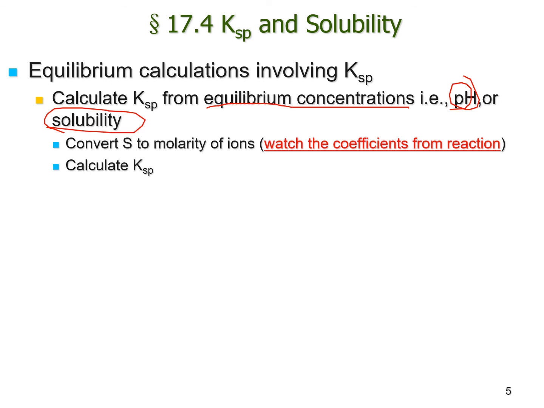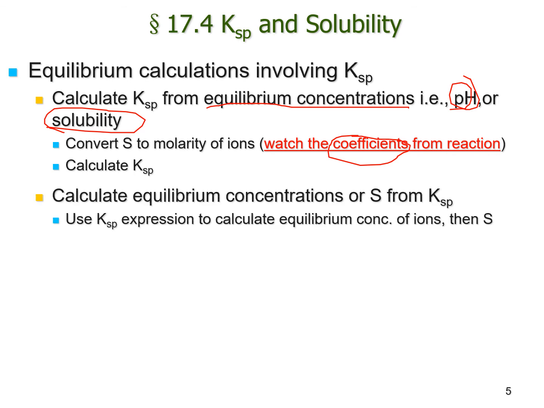The next 2 steps are the procedures that we're going to take in order to solve the problem. First, we convert the solubility into the molarity of the ions. Remember, solubility is for a compound, it's for the salt. So we need to convert the solubility of the salt into the molarity of ions. That is why we need to watch the coefficients. Once we know the equilibrium concentration of ions, the rest is going to be easy. Just simply use the mathematical expression of Ksp to solve it.